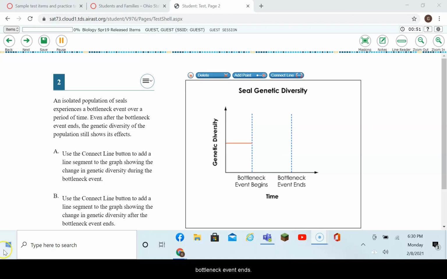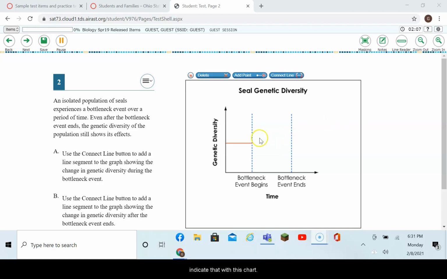the bottleneck event ends. Remember, when we talk about a bottleneck event, we're talking about a change in the allele frequency of a population, not by natural selection, but by chance. And I always tell you to remember the man that stepped on the 10 bugs, right, killing 3 of them by chance and changing the allele frequency of that population. So we know when a bottleneck event happens, the genetic diversity will reduce drastically. And then after the bottleneck event ends, that change in genetic diversity will continue, but slower.